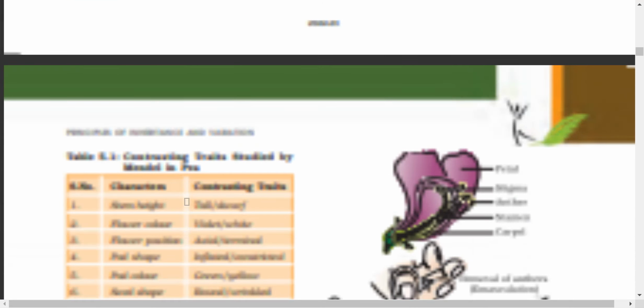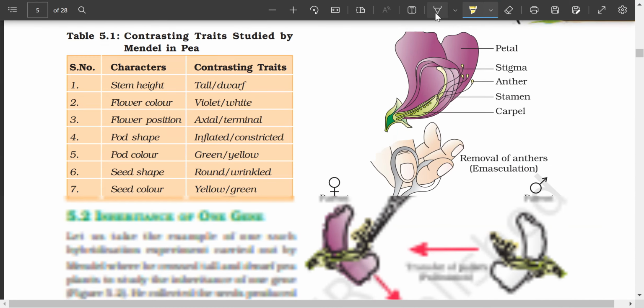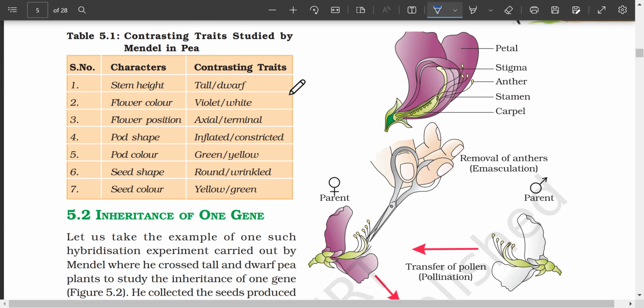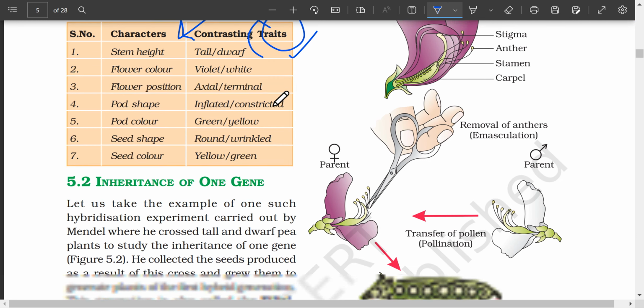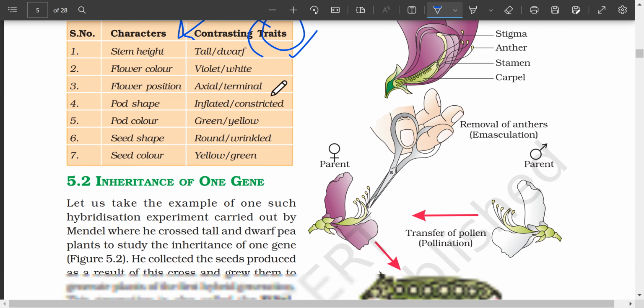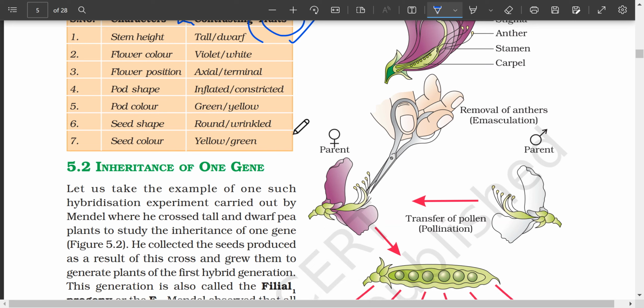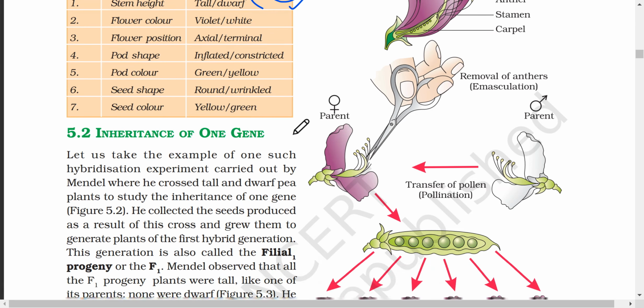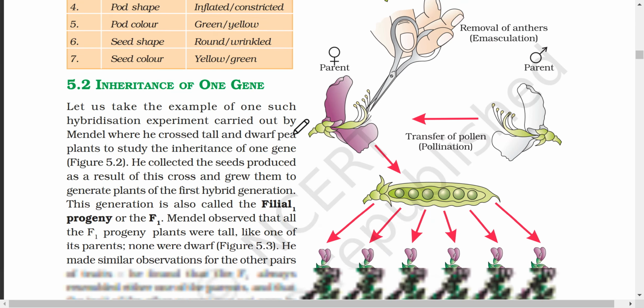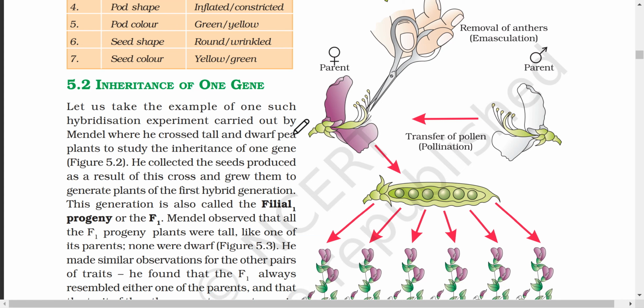Fine. All right. It's also given in a really nice tabular form. You can see stem height, contrasting traits. Basically, what is a trait? It's the variations of the same character. What are its different types? Fine. Then you have flower color, violet or white, flower position, axial or terminal, pod shape, inflated or constricted, pod color, green or yellow, seed shape, round or wrinkled, seed color, yellow or green, etc. We'll do this also in the experiments as well.